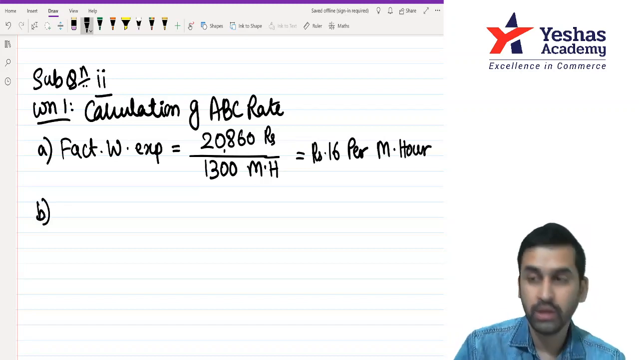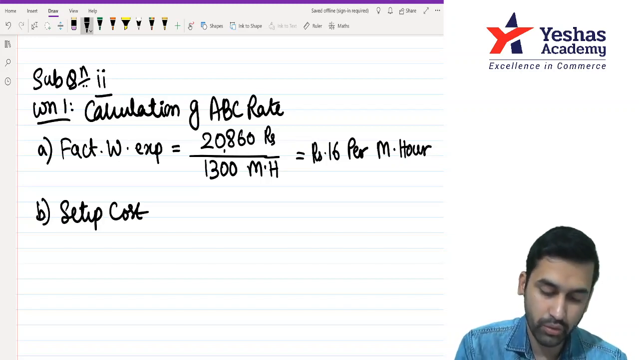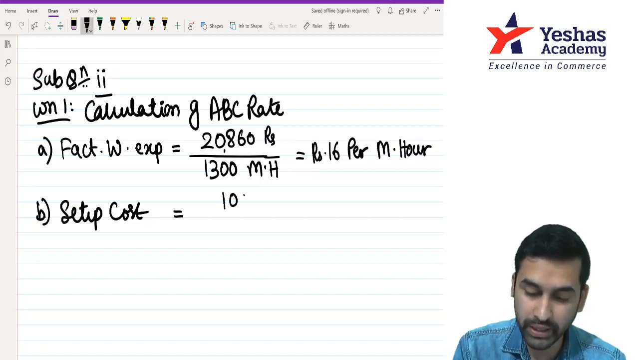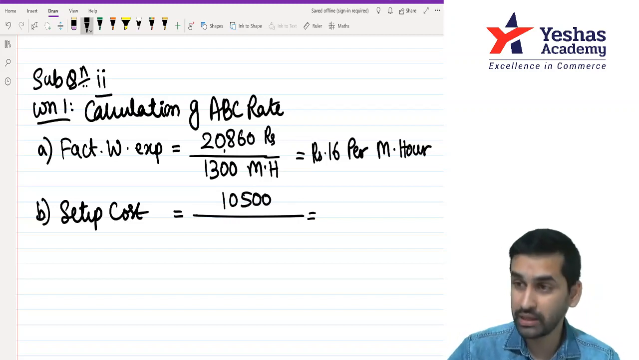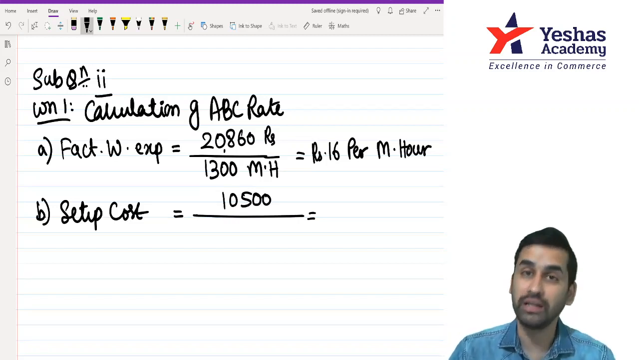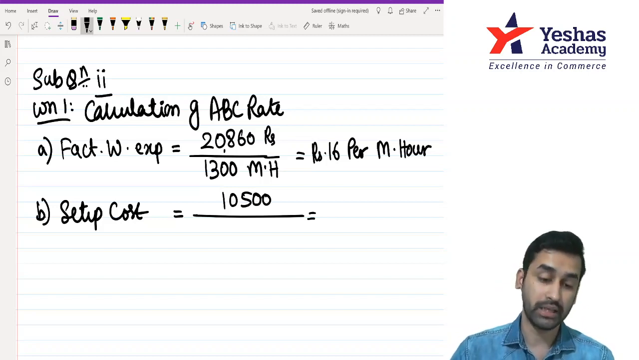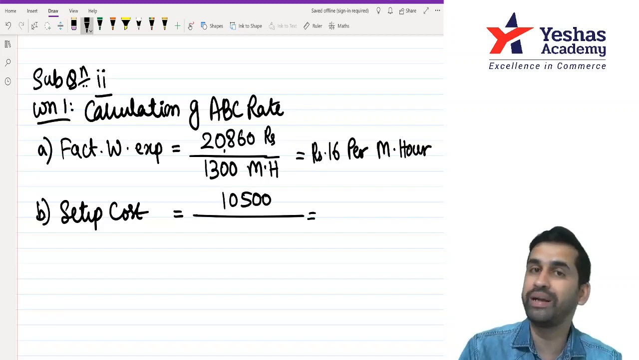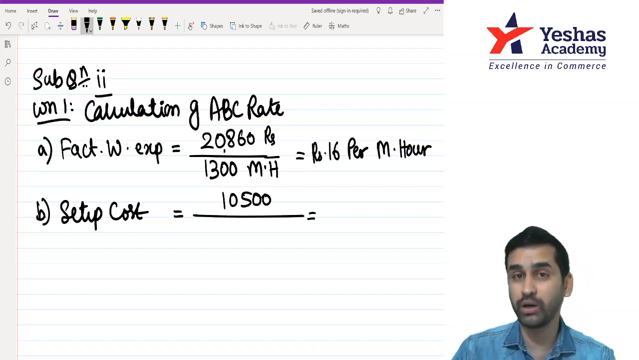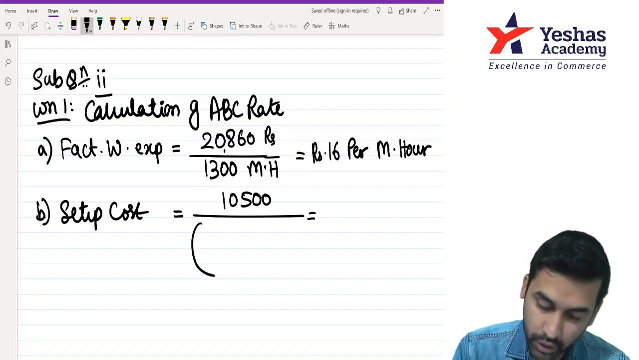Right. Which is the second item? Setup cost. Numerator is 10500. Correct. Denominator should be, as per third table, number of production runs. Number of production runs. How to calculate this? Sir, they have given, sir, after the first table that every production run you do, it will be for 20 units. Correct. How many units are you producing in total? A plus B plus C plus D. That should be divided by 20. Right. In denominator, you do here.